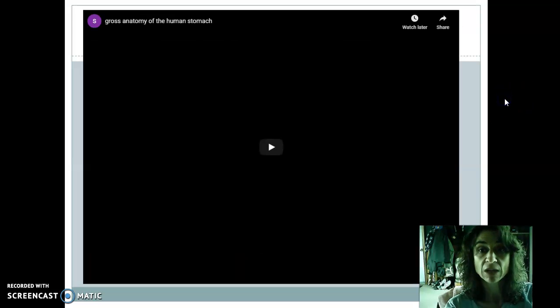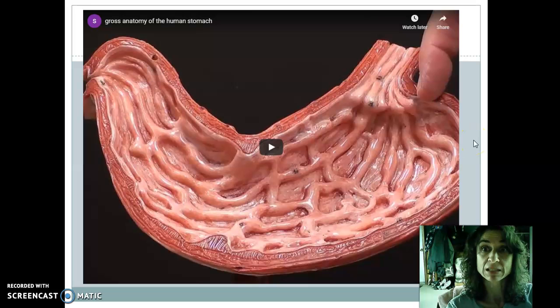Okay, this is a little video, again, so you can watch on your own time, because this is a description, again, of the anatomical structure of the stomach with a model that can be taken apart so you can see the inside and the outside. It's only a couple minutes long.